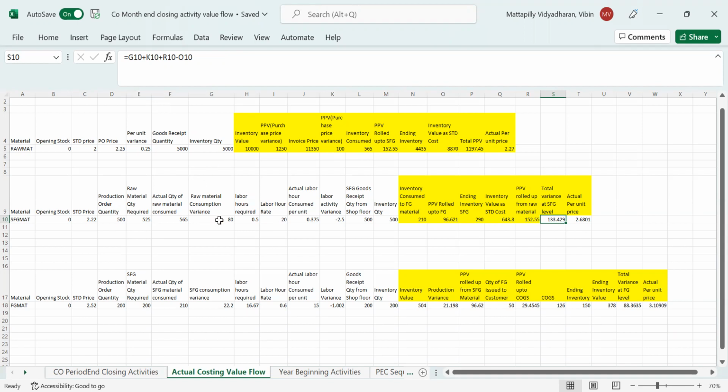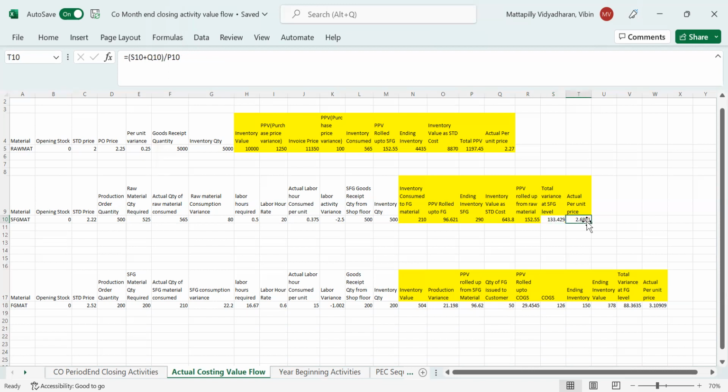Raw material variance at G10 plus K10. K10 is labor activity variance. Then R10, that is purchase variance rolled up from the raw material, minus O10. O10 is already rolled up to the FG level, that we have to reduce. Then we will get the total variance at this level at this point of time.